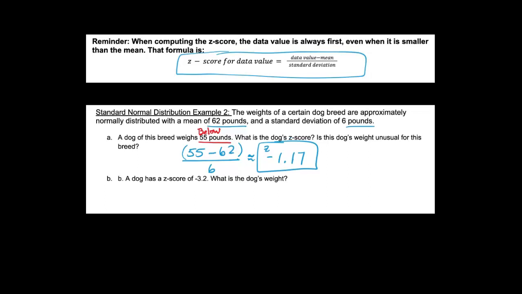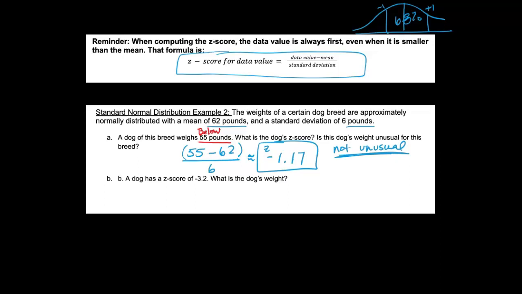And then the follow-up question, is this dog's weight unusual for the breed? Well, remember the empirical rule says that approximately 68% of values fall within one standard deviation of the mean. So if this is a little bit above 1, I would say that that's pretty typical. I mean, that's still within the range of normal, so I would say this is not unusual. Really anything that's more than 2 or 3 standard deviations away, that's when it starts to become a little less common.